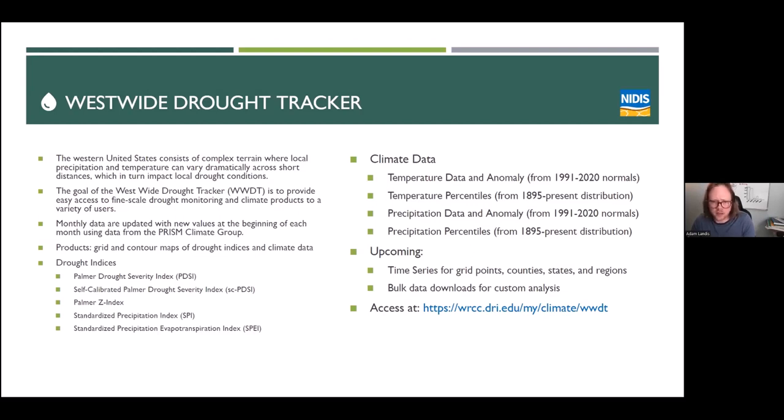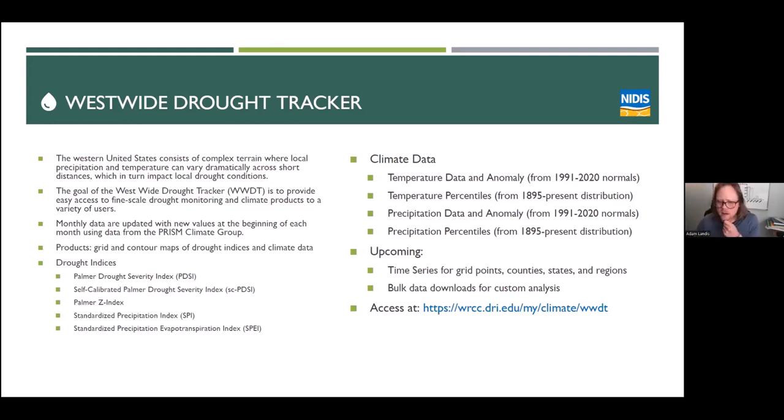And soon we plan to offer support for building time series of grid points, counties, states, and regions, as well as being able to bulk download data for further analysis. And the West-wide Drought Tracker is accessible at that link there.